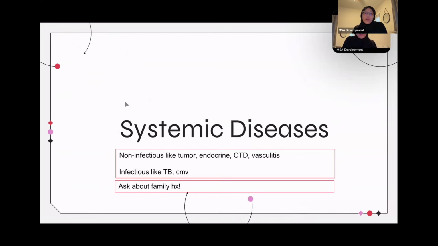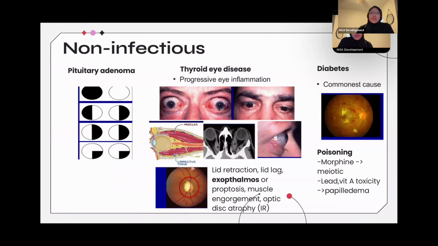Okay. Now let's move on to systemic diseases of the eye. Systemic diseases means diseases affecting the body that also affect the eye. They can be non-infectious, like tumor, endocrine, vasculitis, connective tissue disorders, or infectious, like TB or congenital CMV, cytomegalovirus. So always ask about family history, ask about eye diseases in the family, and so on.